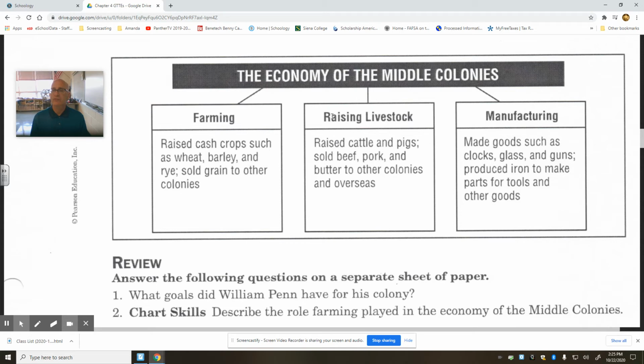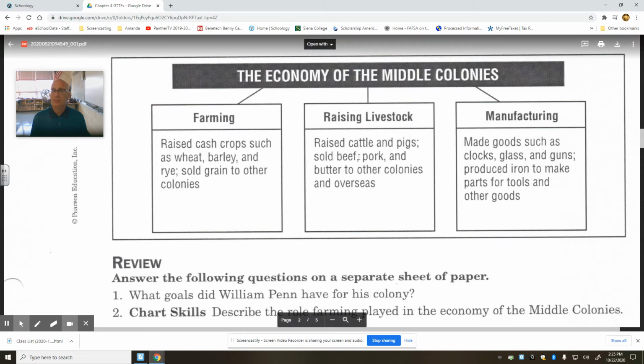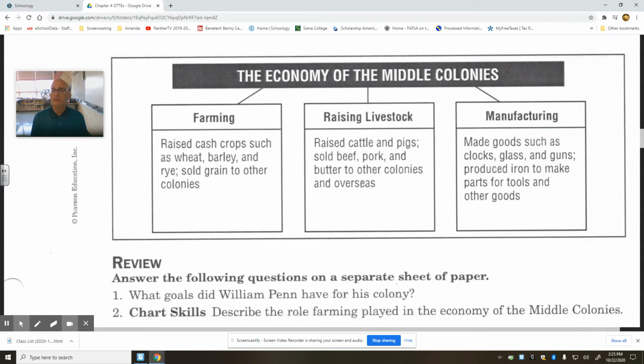Also, there was the raising of livestock. They raised cattle and pigs, and sold beef, pork, and butter to other colonies and overseas. One thing you might want to ask Mrs. Brownell when you have an opportunity to see her in class or in a Google Meet is how she continues the tradition of raising livestock in New York, which is now a middle state, not a middle colony anymore. Mrs. Brownell sells beef and raises beef on a part of her land here locally.